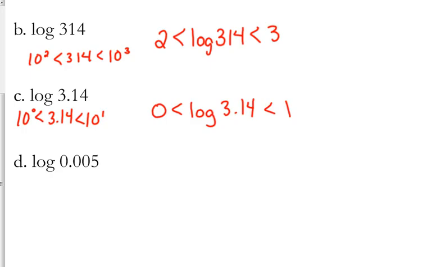10 to the 0 is 1. 10 to the first is 10. 3.14 is between 1 and 10. And this last one is a little tricky. Okay?